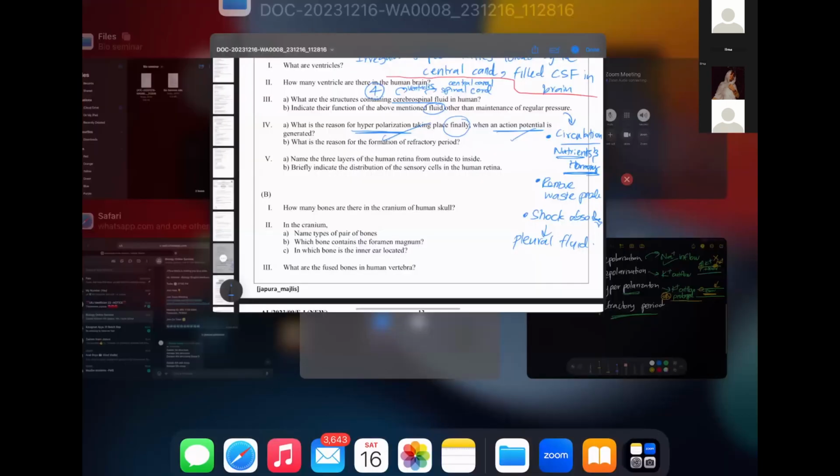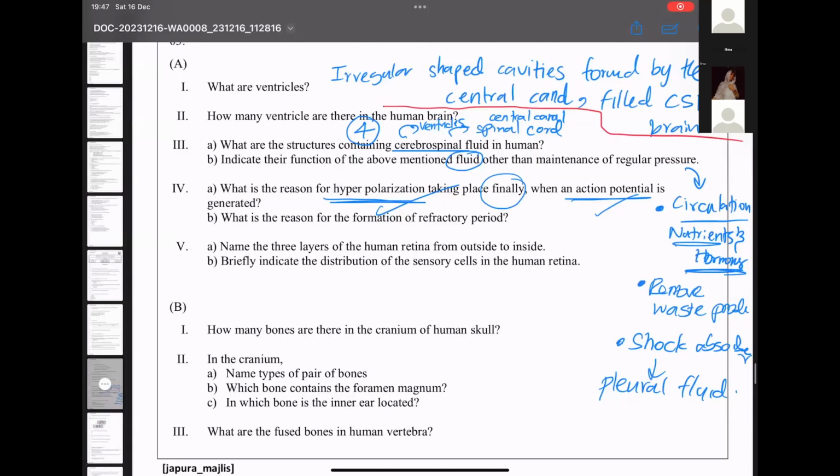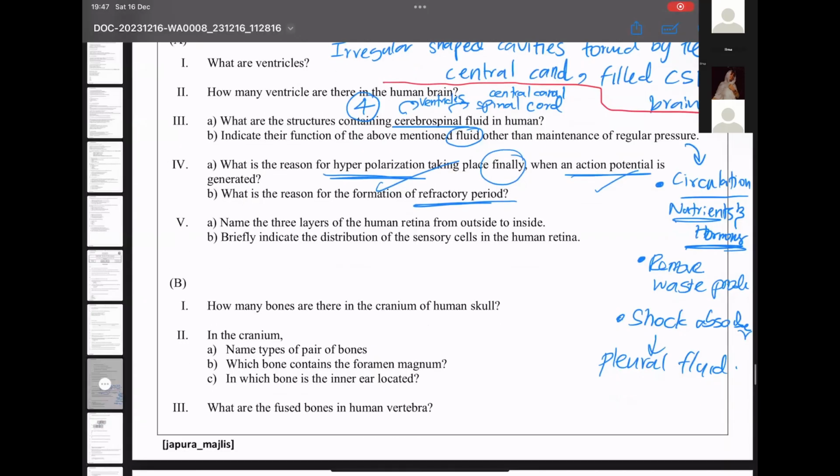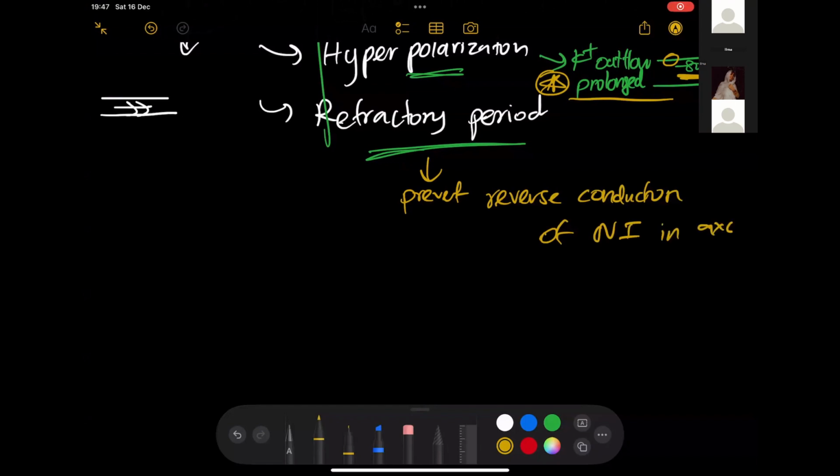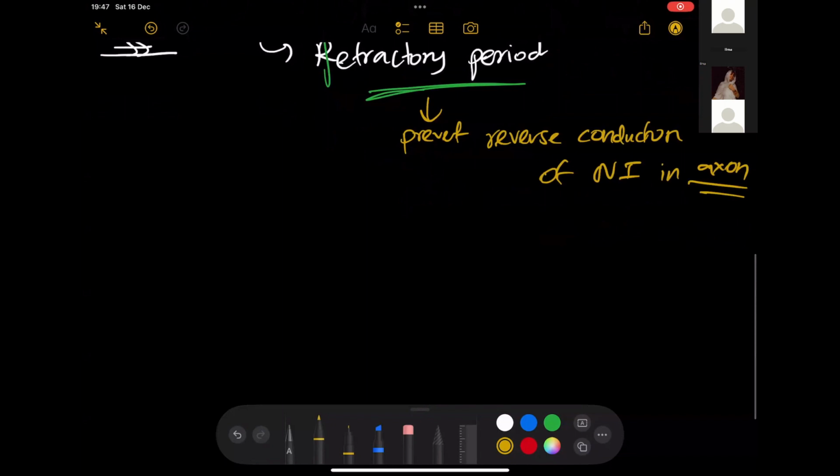Then the next is, what is the reason for the formation of the refractory period? Okay, so let's see what the refractory period is. The purpose of the refractory period, what is the reason? Why do we have a refractory period? This is to prevent what? To prevent the reverse conduction of nerve impulses in an axon or in a neuron. Axon means neuron, okay? A part of a nerve. So it prevents the reverse conduction.